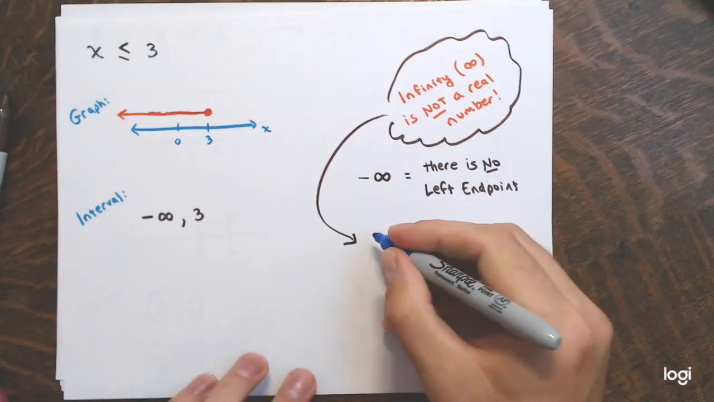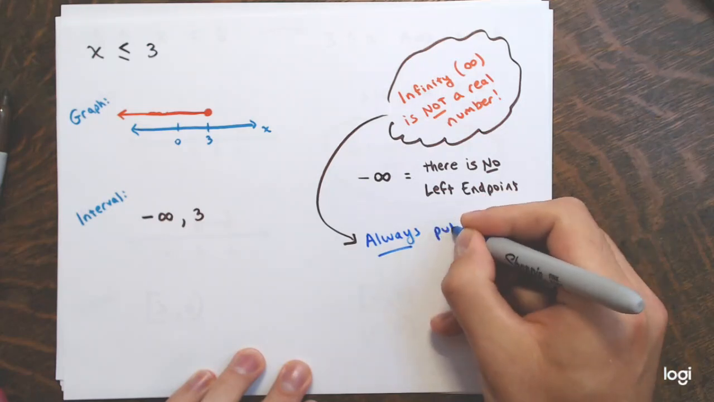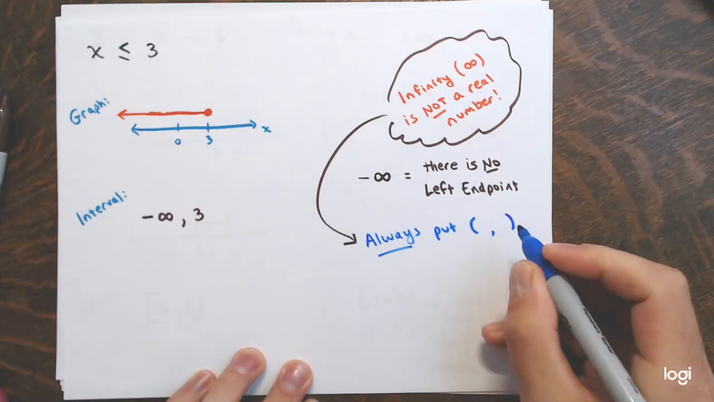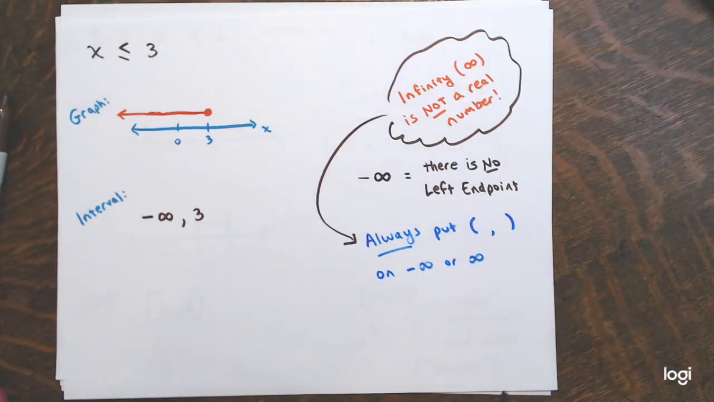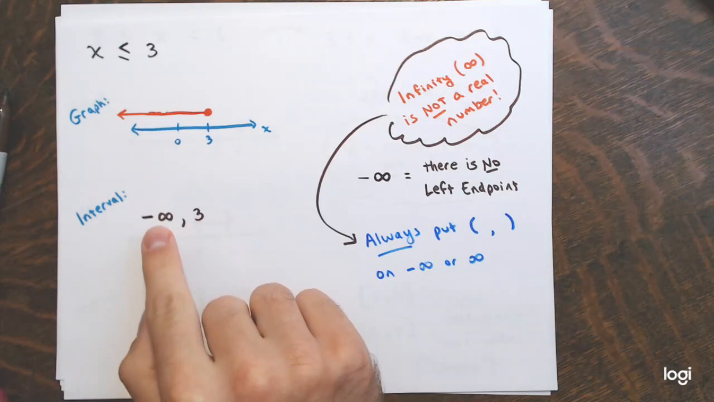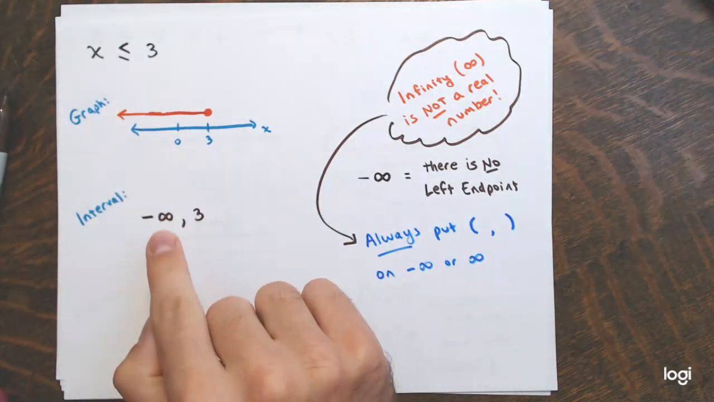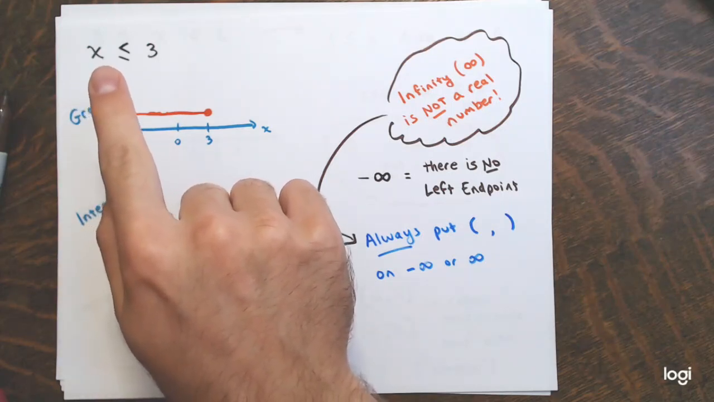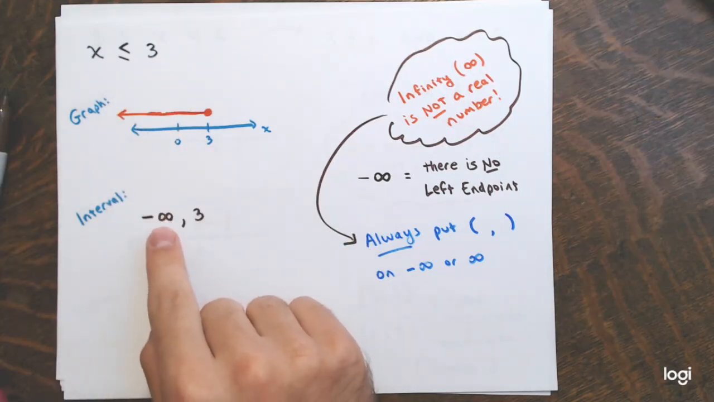So you always put a parenthesis, either this one or this one, on negative infinity or infinity, because you can't plug those in. If I said to you, is negative infinity a solution to this inequality? Again, it's not a number. I can't plug it in. It doesn't mean anything to say negative infinity is less than 3. What is negative infinity? You can't tell me a value for that.